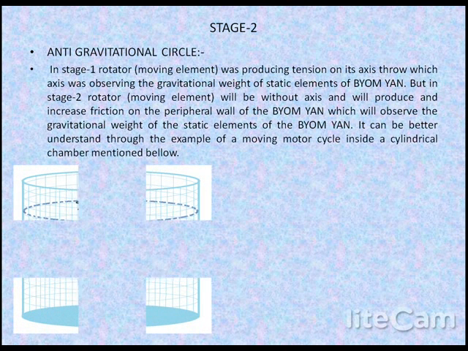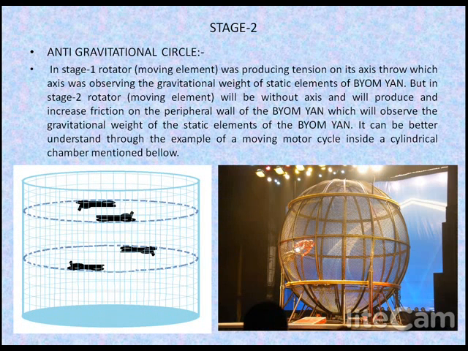Now we will discuss Bohmian yarn stage 2. Here an anti-gravitational cycle is attached. In stage 1, the rotator, that is the moving element, was producing tension on its axis, through which the axis was absorbing the gravitational weight of the static elements of the Bohmian yarn.